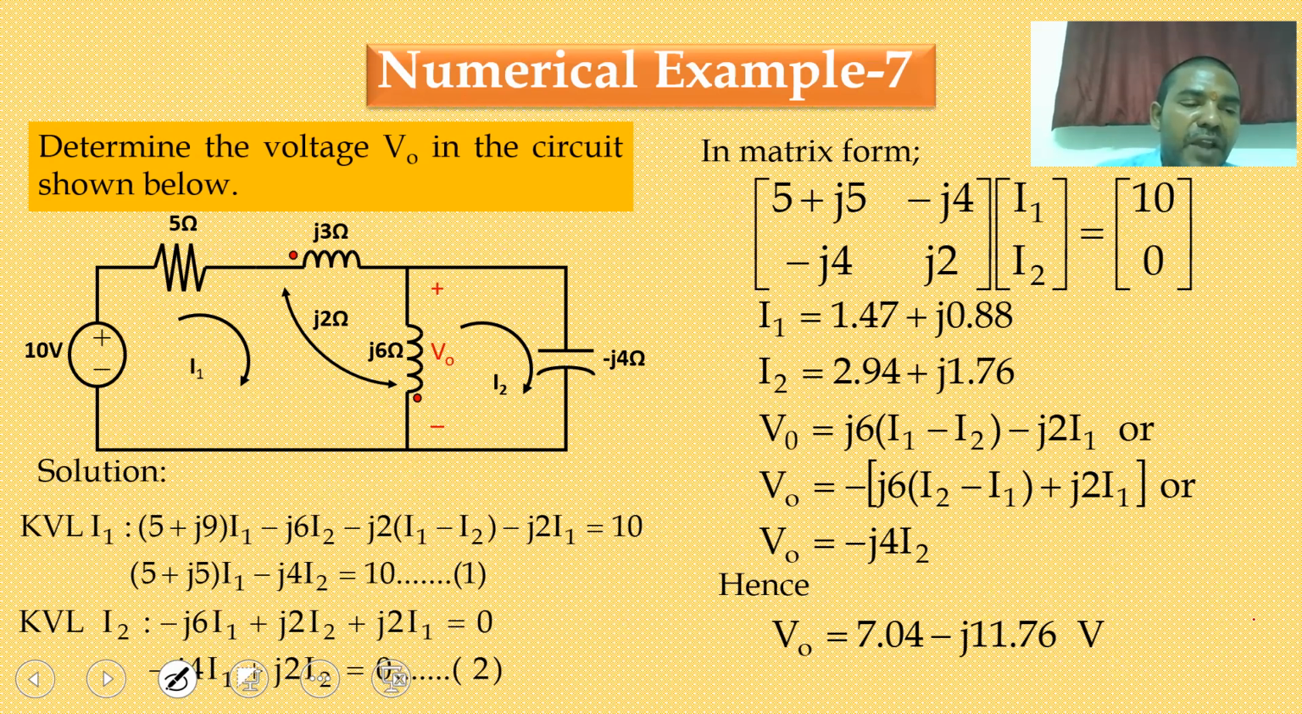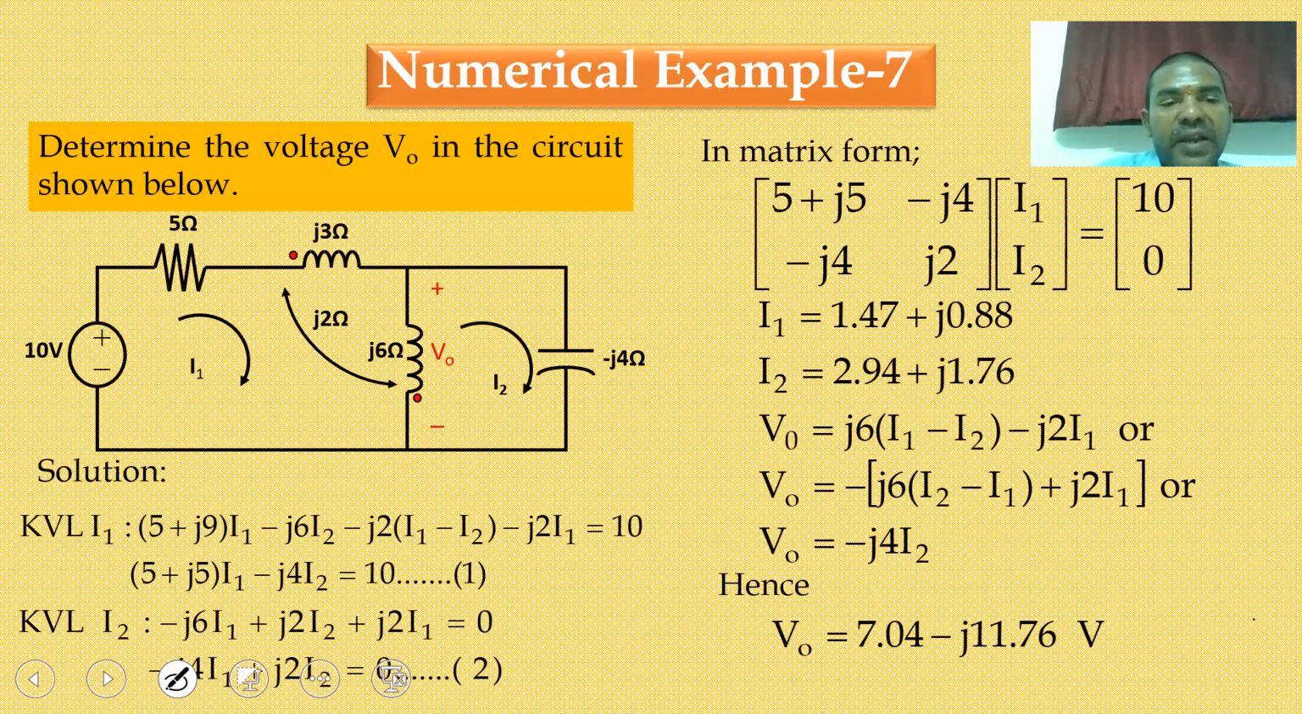So finally 5 plus J9 into I1 minus J6 into I2 minus J2 times I1 minus I2, the mutual induction between coil 1 and coil 2. So that is minus J2 into I1 minus I2 and minus J2 times I1.